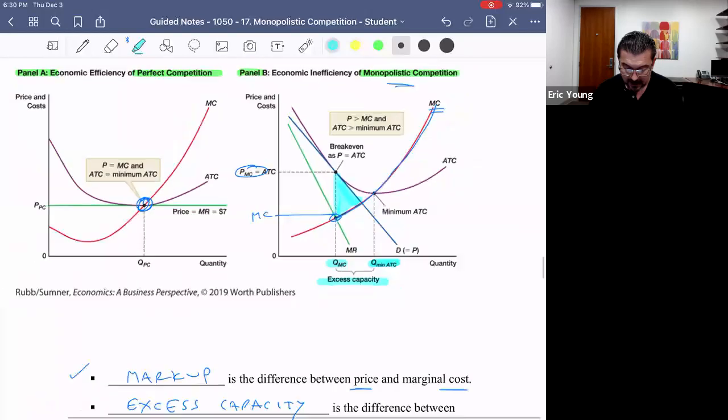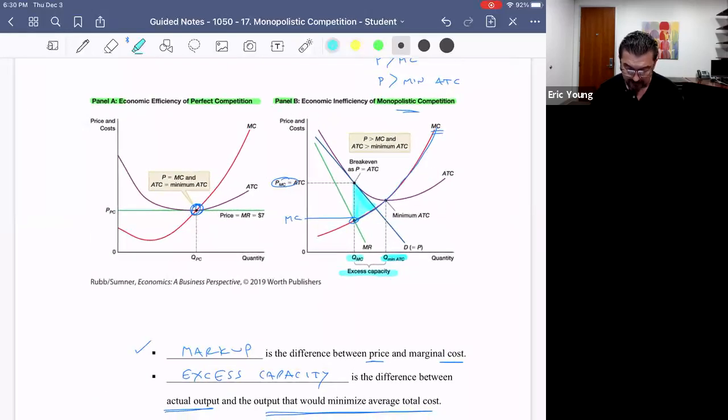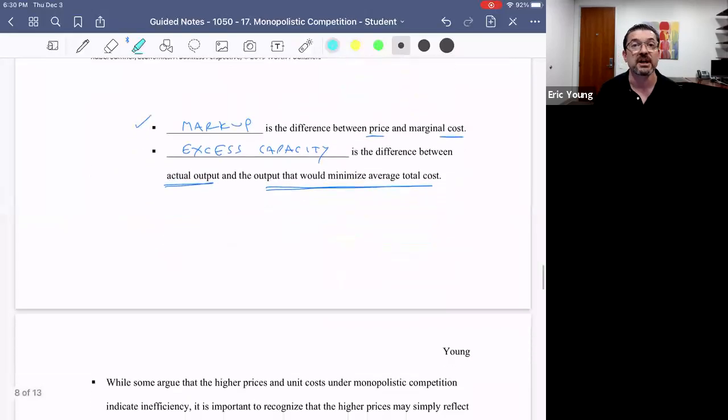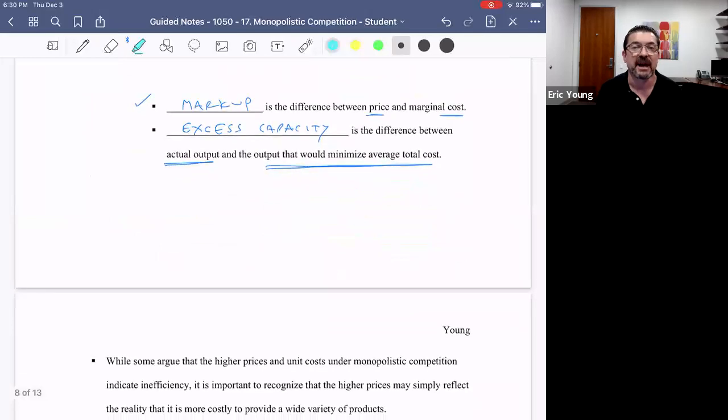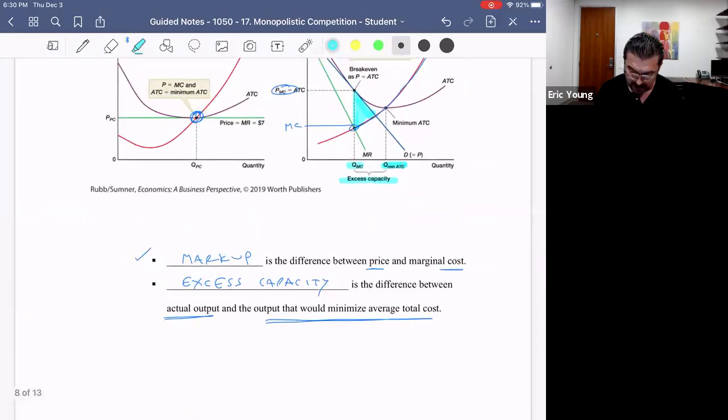Notice again that the perfectly competitive firm, which is efficient, has no excess capacity because it produces at the minimum ATC. But as you see here, monopolistic competition demonstrates excess capacity. Okay, so in terms of business practice, there's some similarities. There's also some differences. In terms of economic efficiency, totally different.